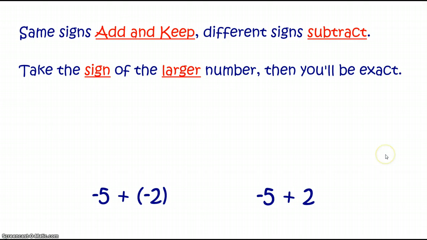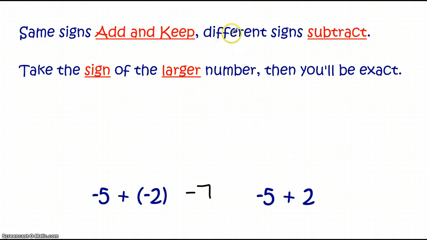Alright, he's a little strange, but let's summarize what his rule said. Same signs, add and keep, which means when we look at this one over here on the left, we have -5 plus -2. They both have a negative in front of them, which means we're going to add the 5 and 2 together, and we're going to keep, which means keep the sign. So a -5 plus a -2 makes a -7. This one would make -7.